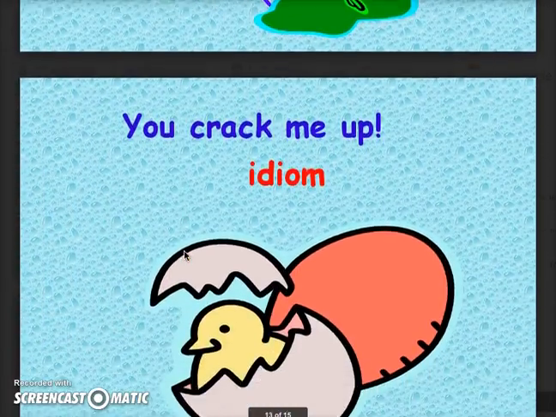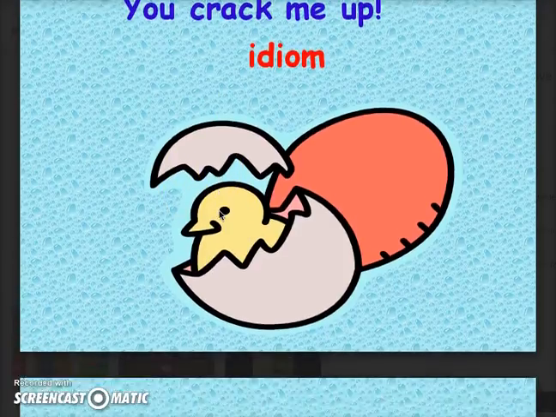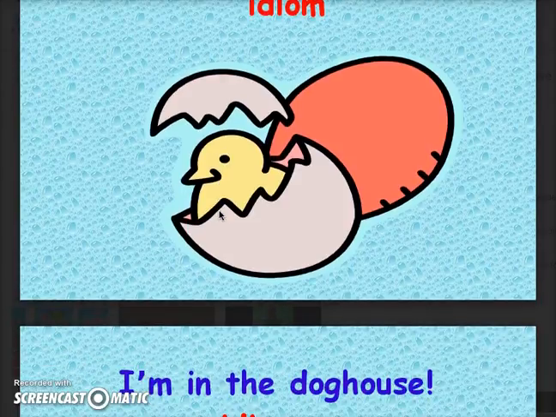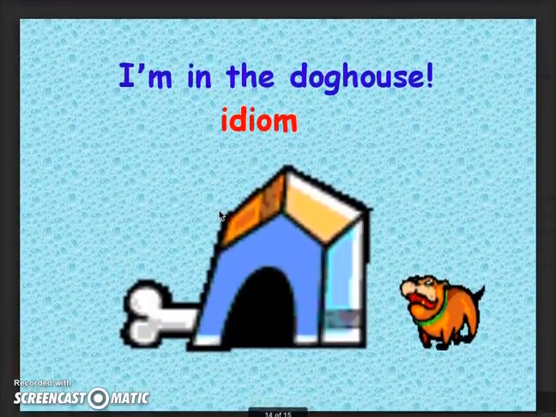Oh, you crack me up, and that's an idiom. And that doesn't mean that you're really cracking up. It means that you're laughing or you think somebody's very funny. I'm in the doghouse. Does this really mean that you're in the doghouse? What do you think that this means? I'm in the doghouse. It probably means that you're in trouble, and it is an idiom, just like when you're in hot water with your mom.